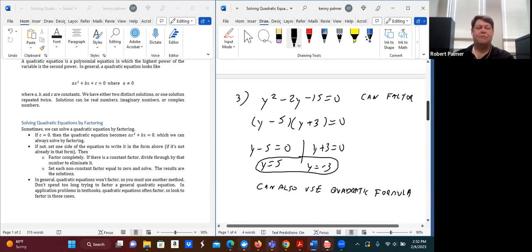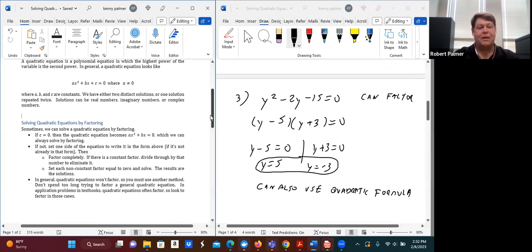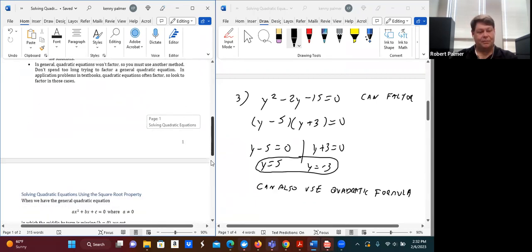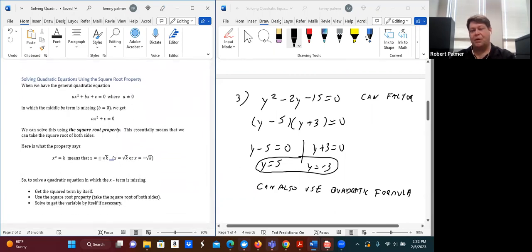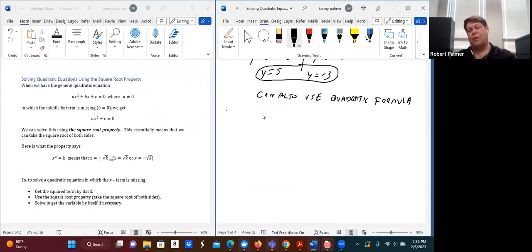Now that's our first case, kind of an unusual case. Now let's take a look at our second case. That's a case where, I'm sorry, what's missing this time is a middle term. You're missing the single variable term. Let's take a look at that. This is what's called solving using the square root property.